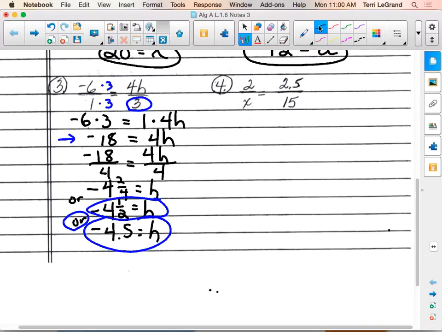So what would our first multiplication be in the cross products? What would my first multiplication be in this one? 2 times 15. Okay, thank you. And Andrea, what would be my other multiplication? X times 2.5, yeah. Okay. Blake, what is 2 times 15? 30. Samuel, what is X times 2.5? Yeah, 2.5x.